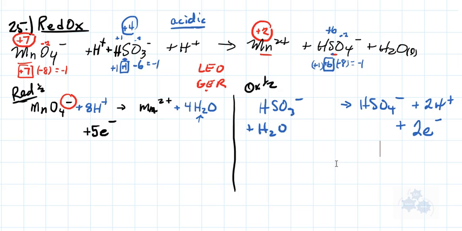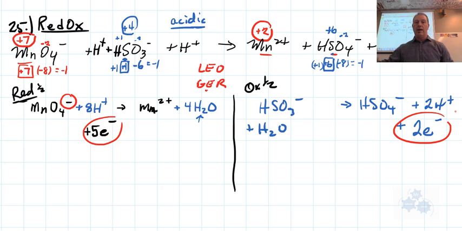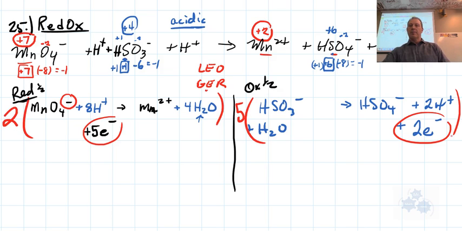All right, so as we continue on, what we need to look at is the electrons. I have 5 and I have 2 electrons there, so I need to make them equal. You have to multiply both sides by a constant multiplier. The common multiple here is going to be 10, so let's multiply this one all by 2, and these guys all by 5.